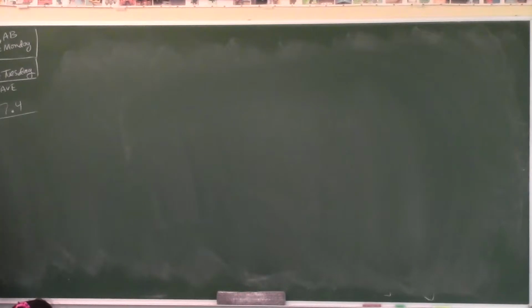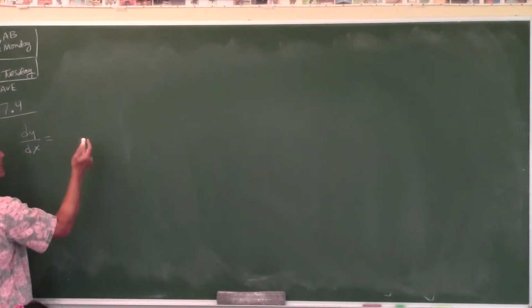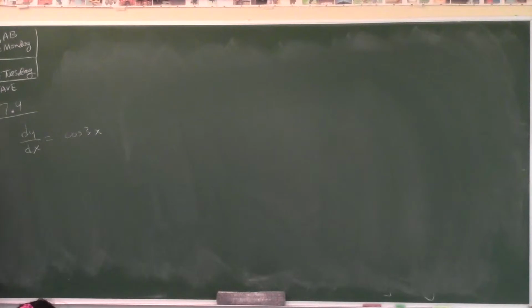Okay, now, the kinds of differential equations that you guys have to solve are this kind. Let's just do an easy one: dy/dx equals cosine 3x. Do you guys remember what a differential equation is? It's an equation with a derivative in it. So if you know the first derivative, how do you find the original function?